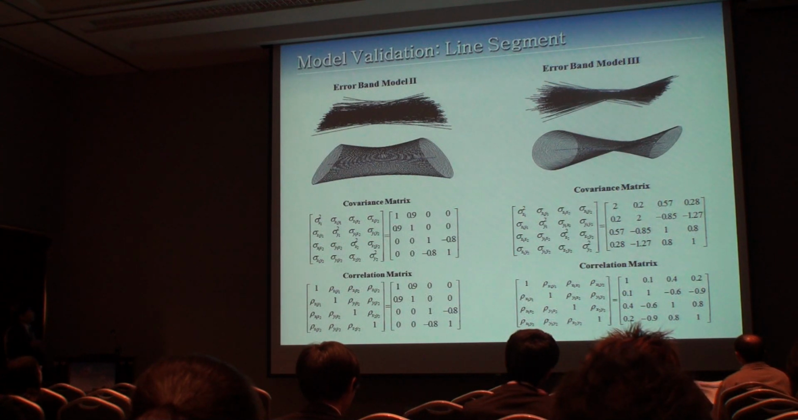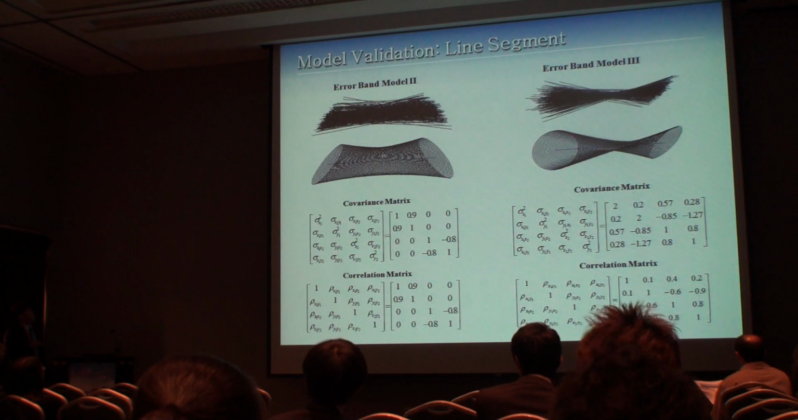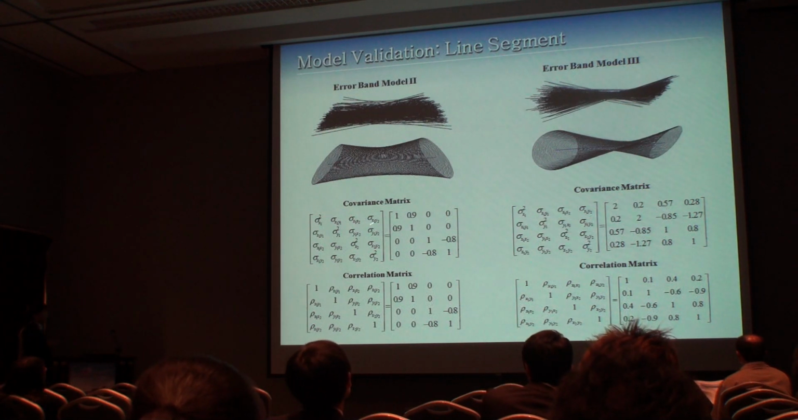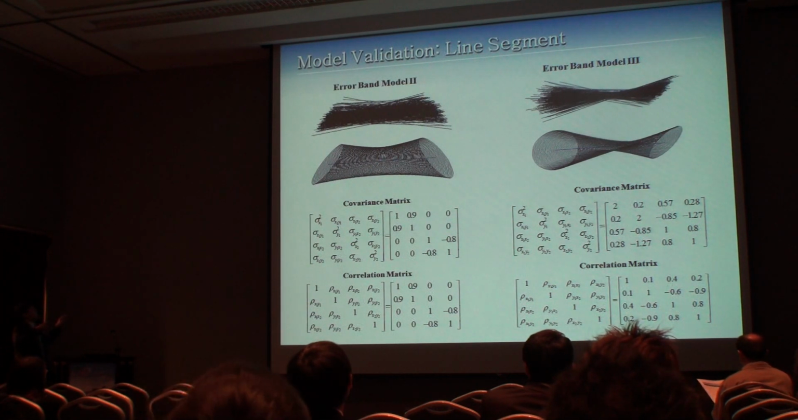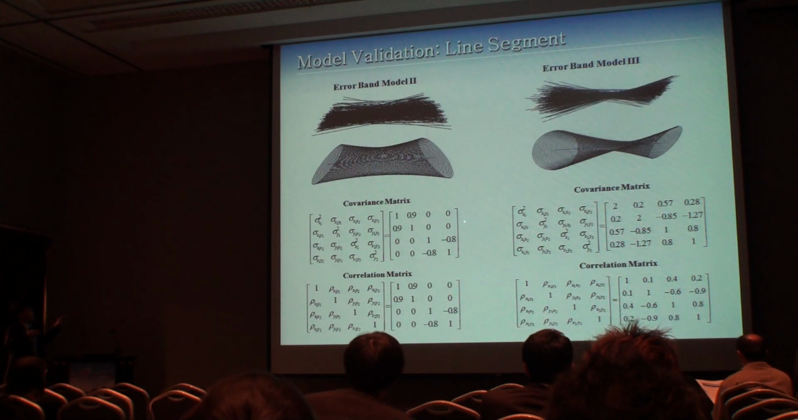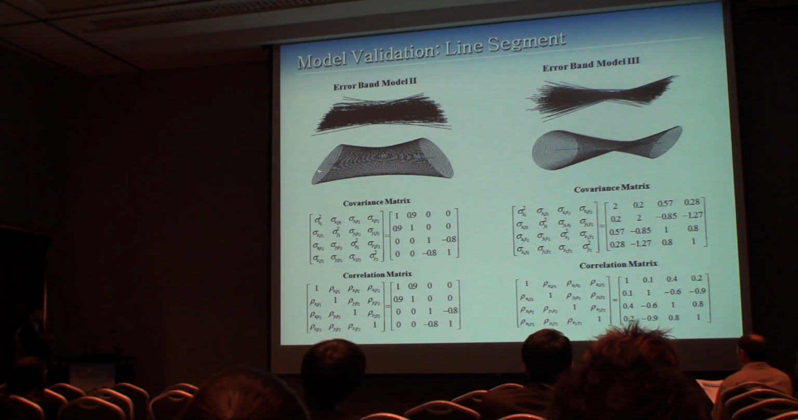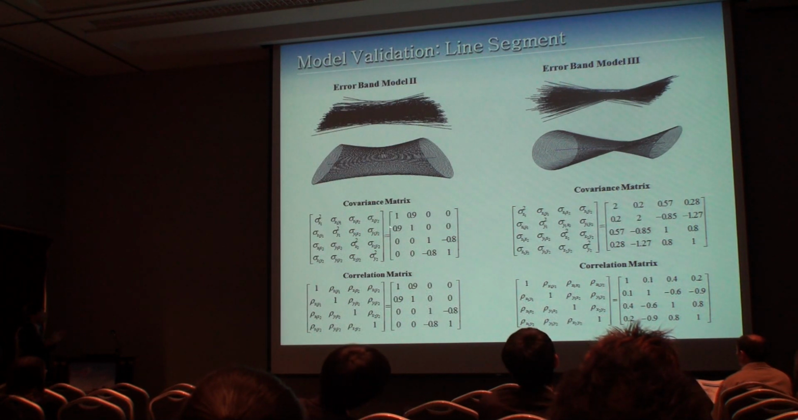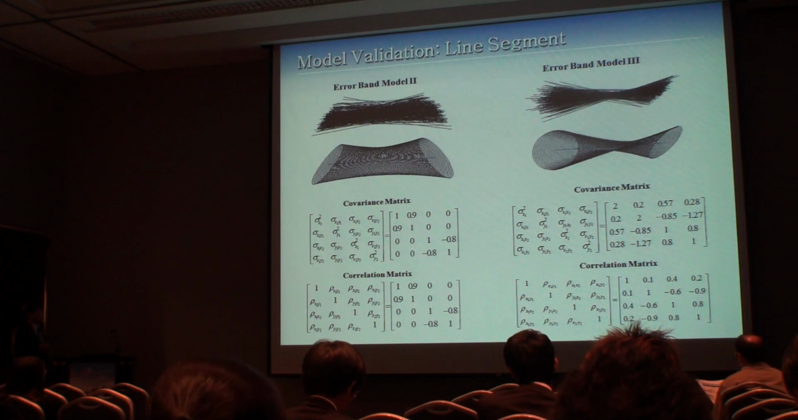In this slide, the simulation results are compared with the two different types of error band model. The correlation matrix and covariance matrix indicate that, like the error band model in the previous slide, the two endpoints are independent of each other. However, the right and left endpoints have positive correlation, and the XY components of the right endpoints have negative correlation.